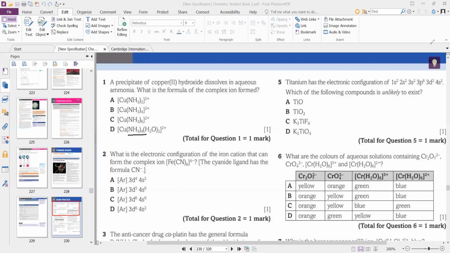Next one. What is the configuration of the cation that can form the complex ion Fe(CN)6 4 minus? So here Fe should be 2 plus. Why am I saying 2 plus? The overall charge is minus 4. CN6 means minus 6. Minus 6 plus 2 gives minus 4. So what is the configuration of Fe2 plus? It is argon 4s0 3d6.